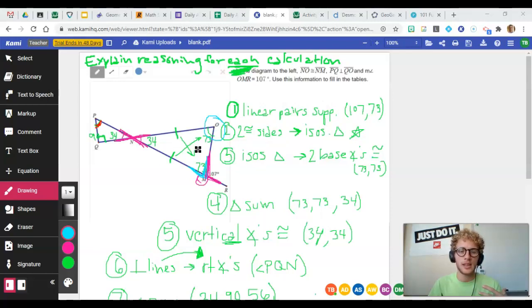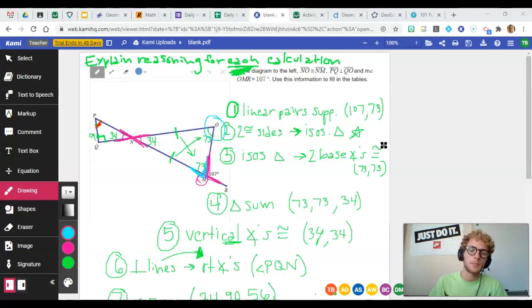You can't just say this one is 73 because this one's 73. You have to state that it's an isosceles triangle first. This symbol right here means then. So if you have two sides congruent, then it's an isosceles triangle. So then your third step would be if it's an isosceles triangle, then you have two congruent base angles.